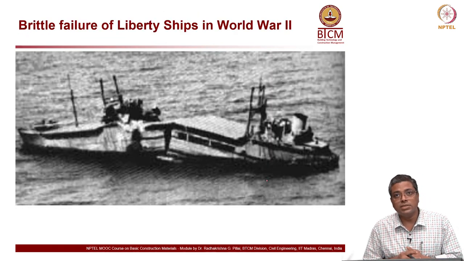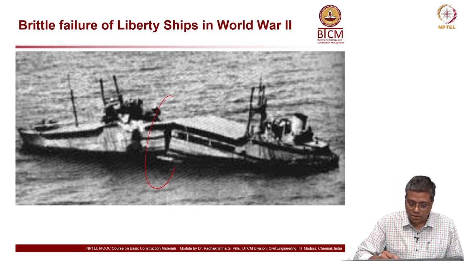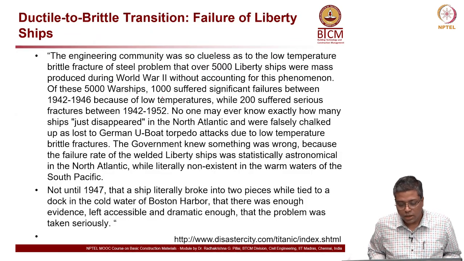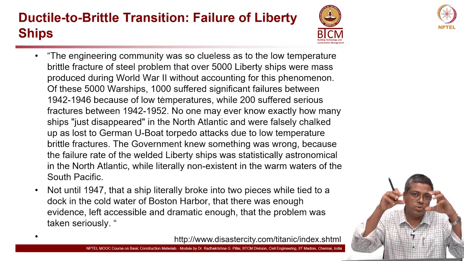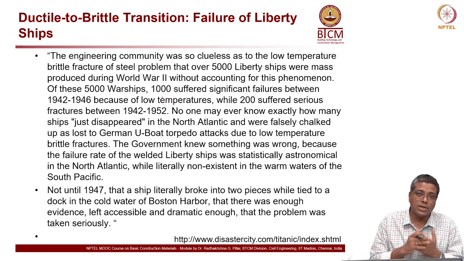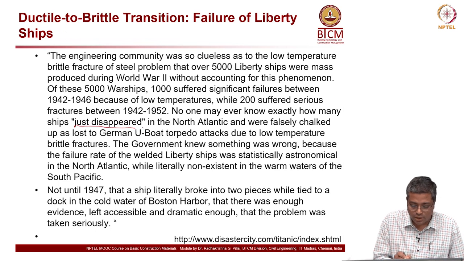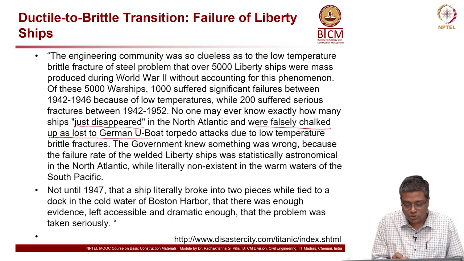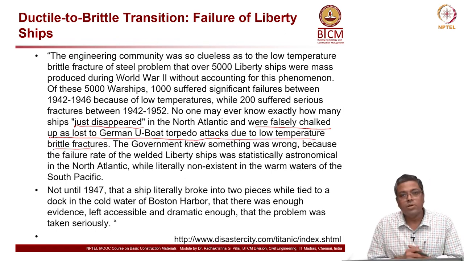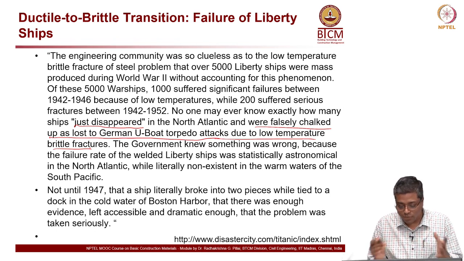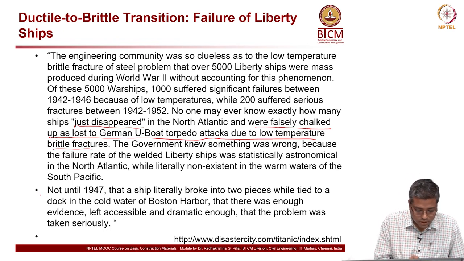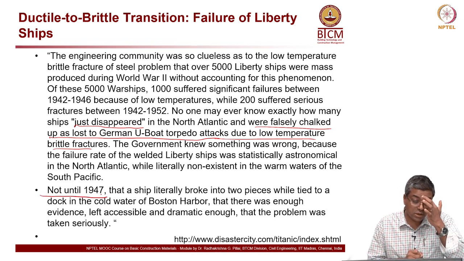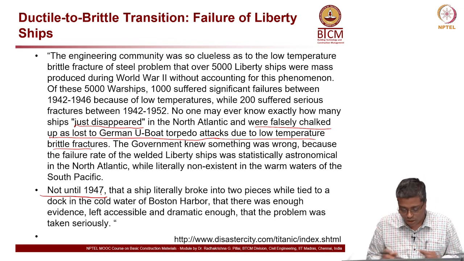Now, another example of such failure is the failure of Liberty ships in World War II. Here also you can see the ship broken into two at the center, and this is also associated with the ductile to brittle transition of the material used, and it led to the breaking of the ship into two and then sinking. People thought the ships had just disappeared in the North Atlantic and falsely chalked them up as lost to German U-boat torpedo attacks, but they were due to low temperature brittle fracture. It took several years for scientists to confirm this behavior, and this was not written up until 1947. So it took several years before the real reason for the missing ships was identified.